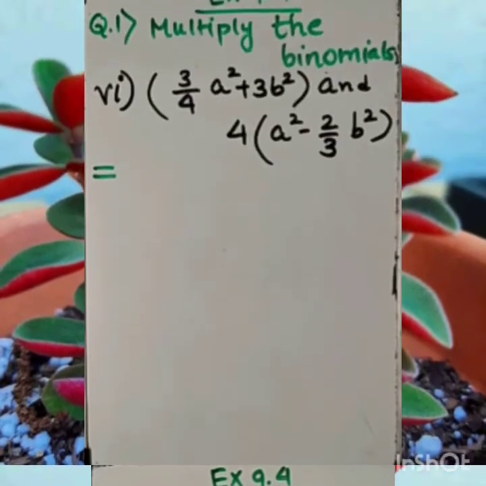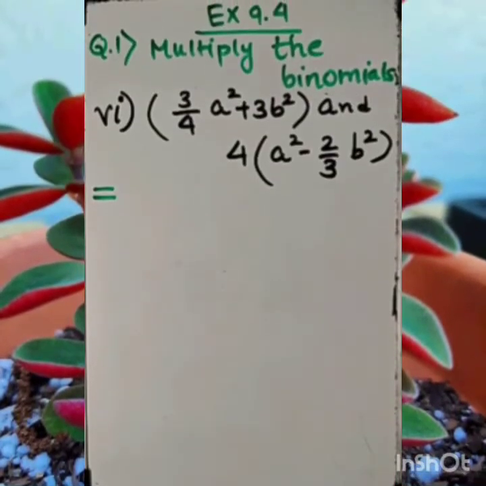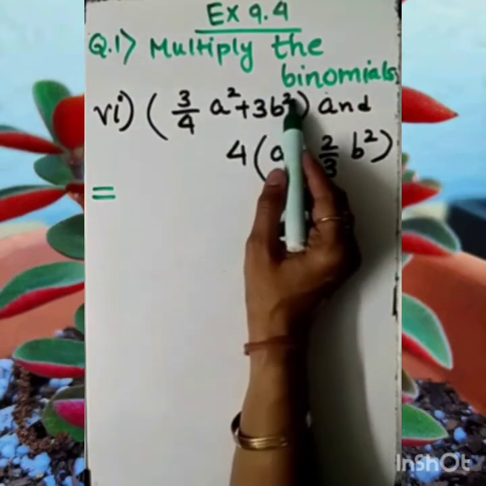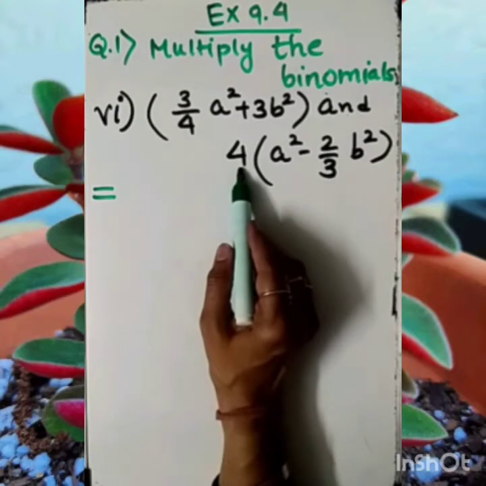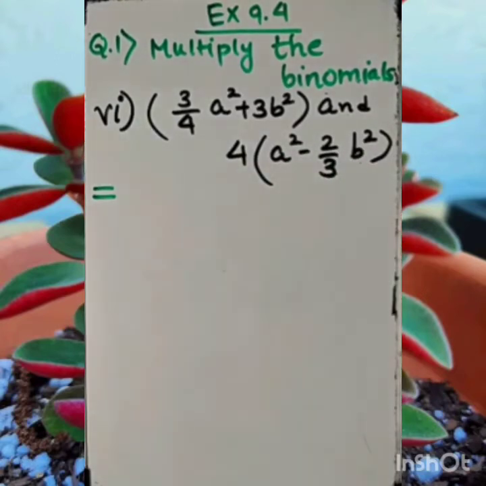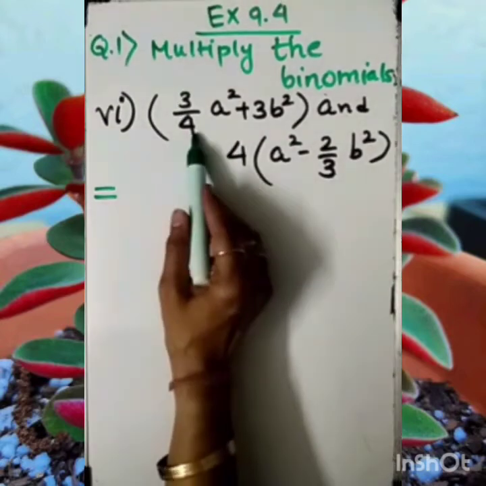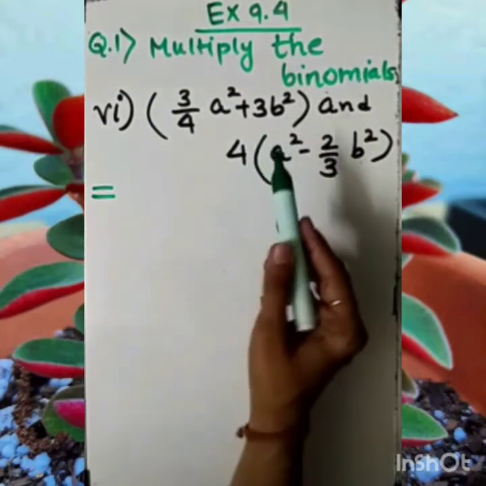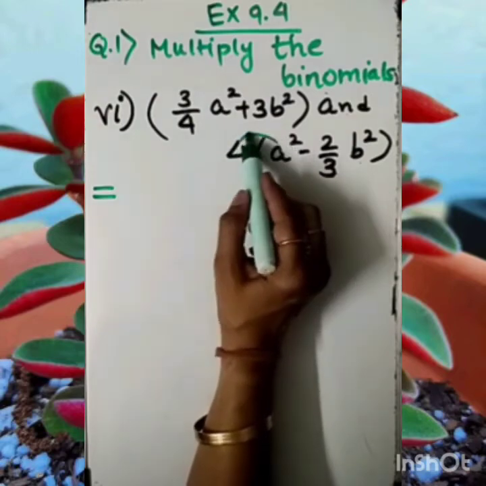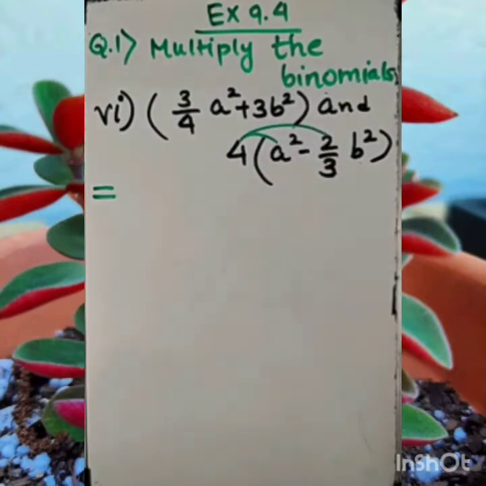Exercise 9.4. It's question 1, and it's the sixth question that I am going to explain. Let me read the question. We are given 3 by 4a square plus 3b square, with 4 outside the bracket, and a square minus 2 by 3b square. This we are going to multiply. Before we multiply this full expression with this expression, we need to multiply this with this first, so our work will become easy.